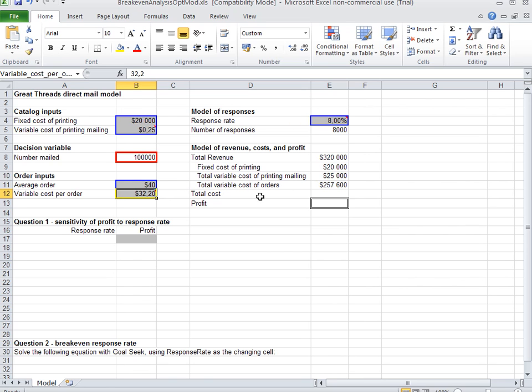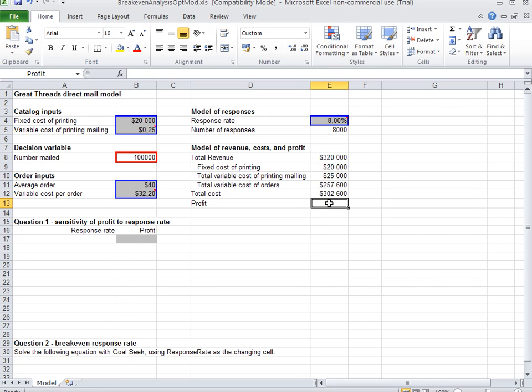And now what we have to calculate is the total cost. So all costs added together, the printing plus the mailing plus the cost of the merchandise itself, and we get that our costs are $302,600. So our revenue was $320,000 and our cost is $302,600. So here we are.